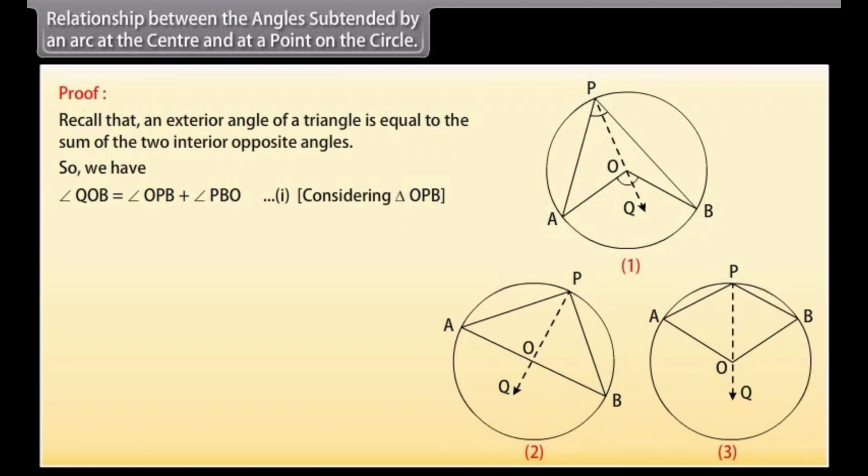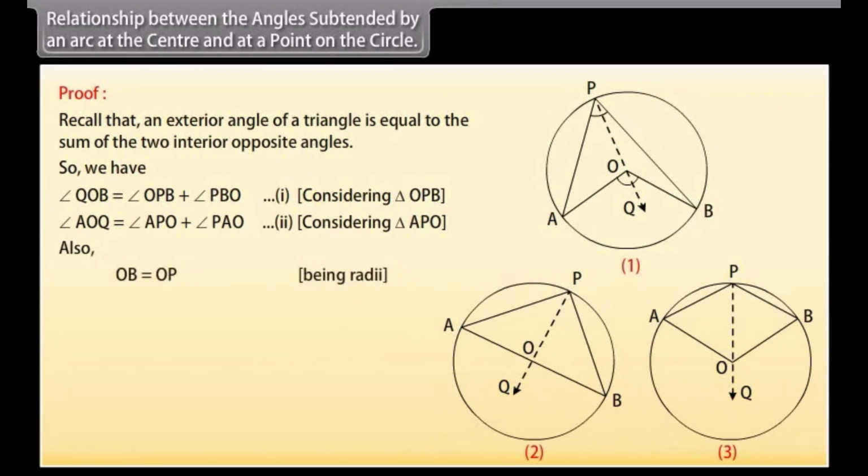1. Considering triangle OPB, angle AOQ is equal to angle APO plus angle PAO. 2. Considering triangle APO, also OB is equal to OP, being radii. Angle OPB is equal to angle PBO, and OA is equal to OP, being radii. Similarly, angle APO is equal to angle PAO.